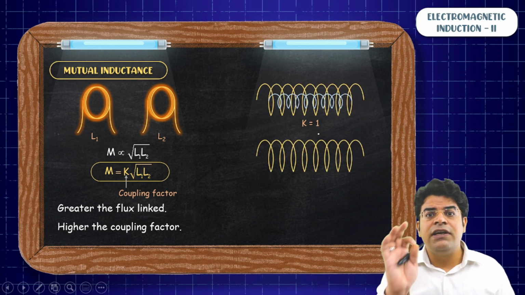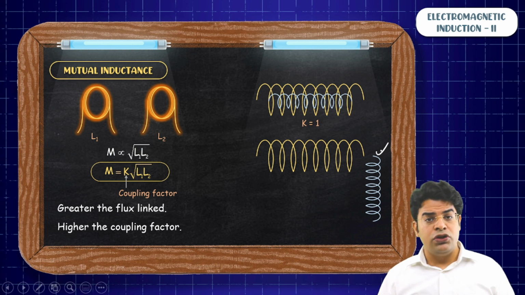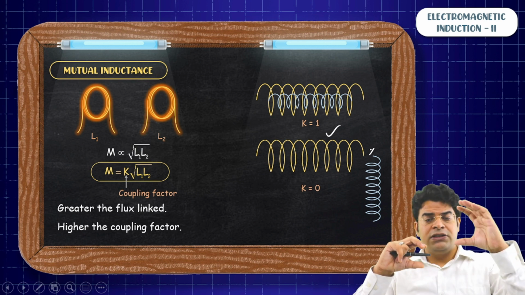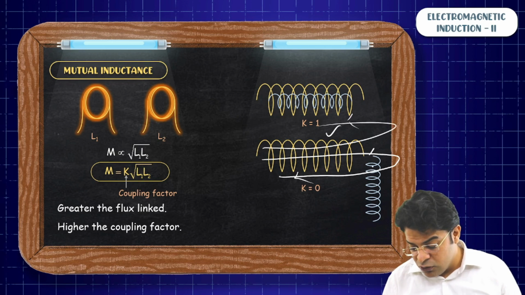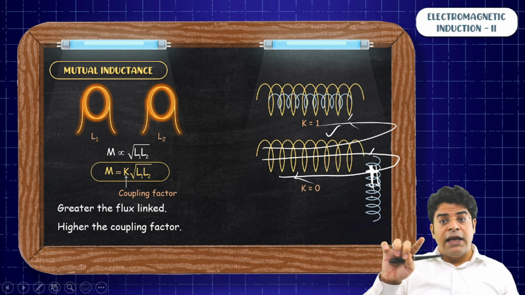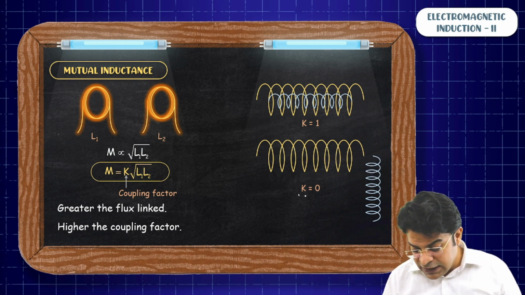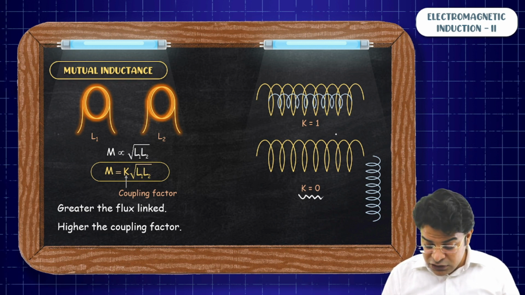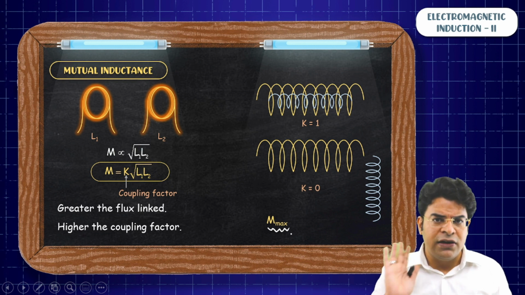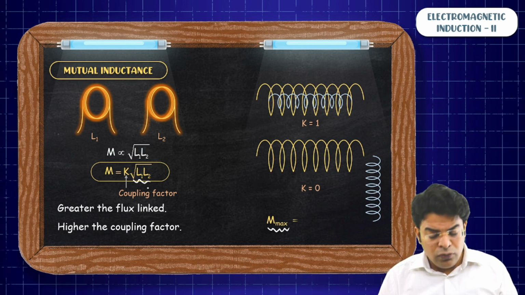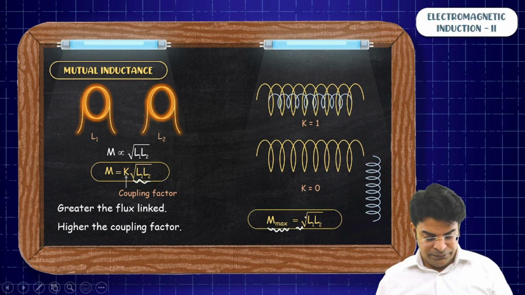And when the flux linked with the second coil due to the current in the first coil is 0, then you say that the coupling factor is 0. Think of two small coils placed with their planes perpendicular. The first coil produces some field, but there is no flux linked with the second coil because the area does not have magnetic field lines crossing it. The magnetic field lines lie in the plane of the area. So for such a case, perpendicular orientation, the coupling factor is 0 and the mutual inductance is 0. Do understand that the maximum mutual inductance can be root L1 L2, when the coupling factor equals 1.